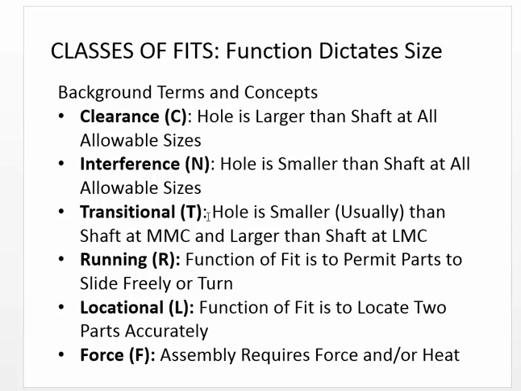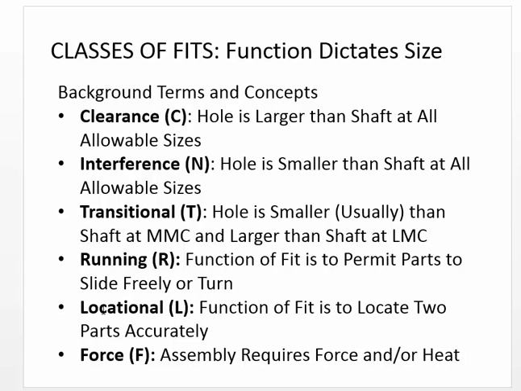Transitional, the hole is smaller, usually, than the shaft at maximum material condition, and larger than the shaft at least material condition. So in other words, at one end of a transitional fit, you have a slight interference. At the other end, you have a slight clearance. Transitional is represented by the letter T. Running means you've got a situation where parts have to move, rotate, slide, and that means you need a significant amount of clearance, at least based on a class of fit. The letter R is used for running.